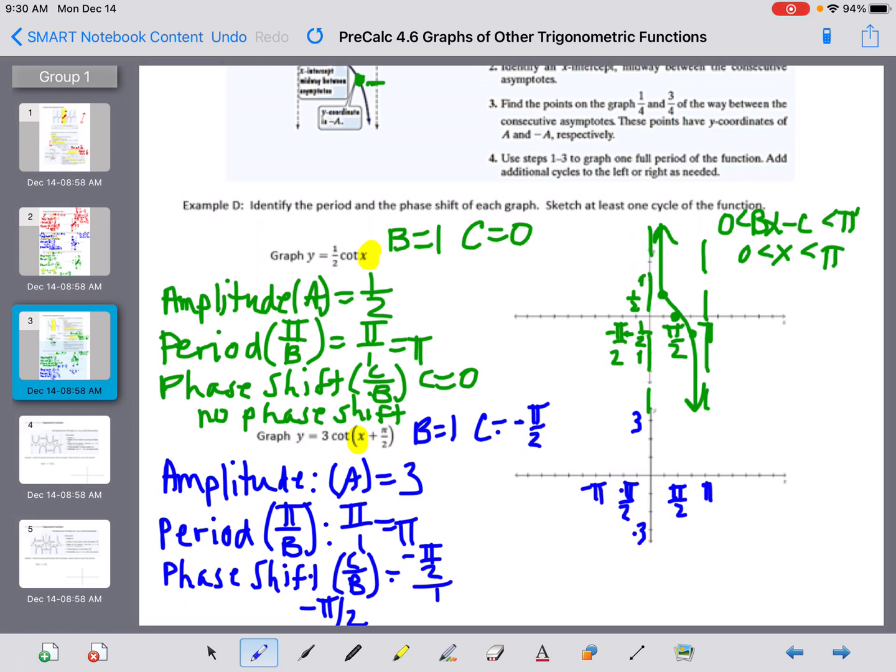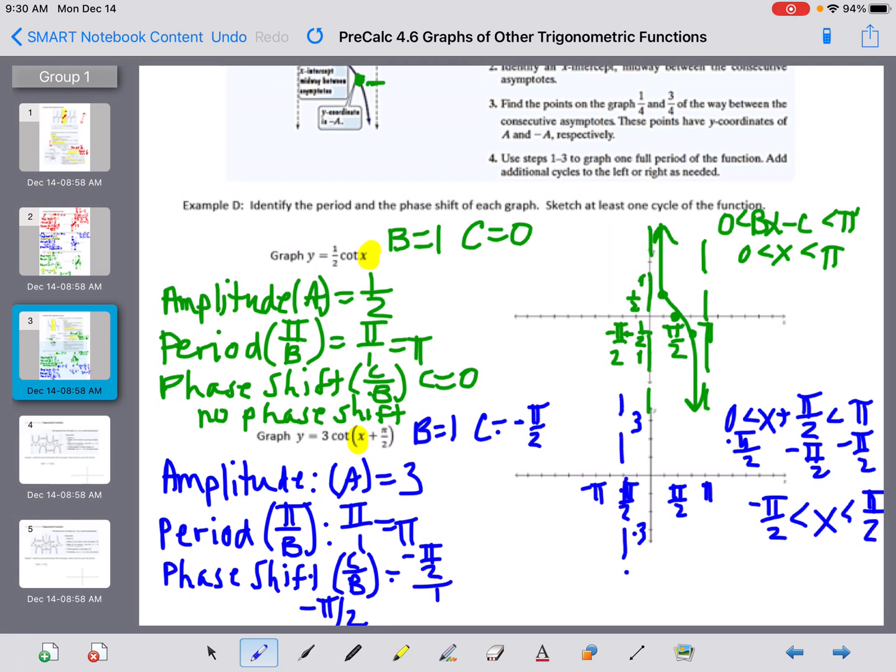And remember, using that setup of c over b, it identifies where it should shift, but the easiest way to shift our graph is to put our bx minus c, which is x plus pi over 2, in between 0 and pi. Remember, 0 and pi for cotangent, negative pi over 2 and pi over 2 for tangent. So I'm going to subtract pi over 2 on both sides. Well, 0 minus pi over 2 is negative pi over 2. In the center, my pi over 2 is canceled. Pi minus pi over 2 is just pi over 2. Okay, so I have asymptotes now at negative pi over 2 and pi over 2.